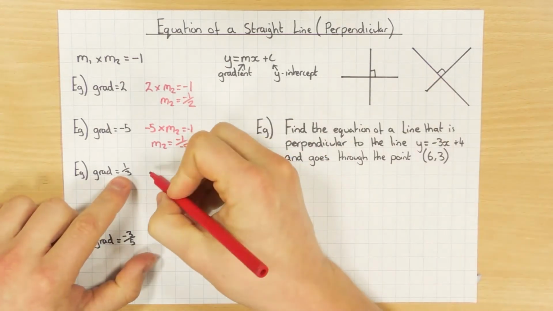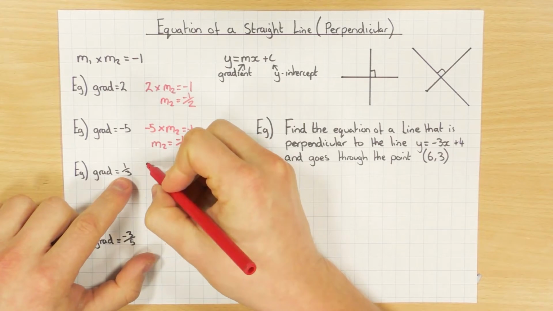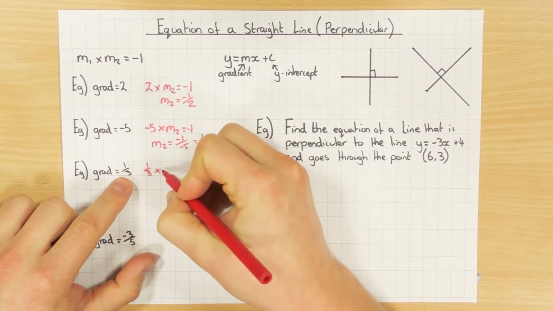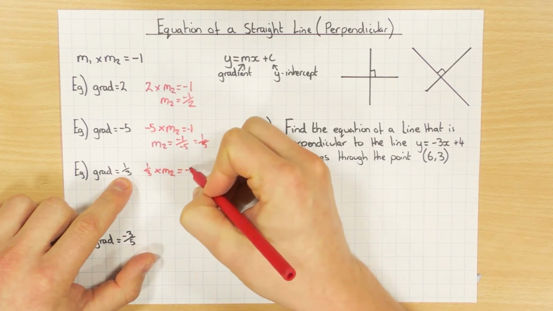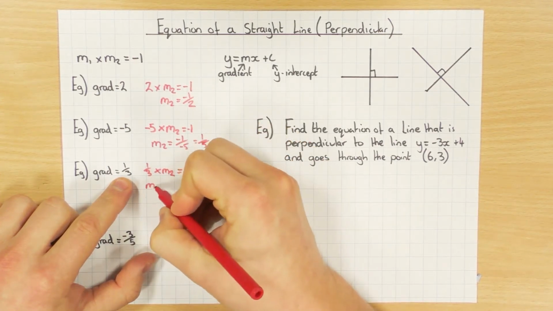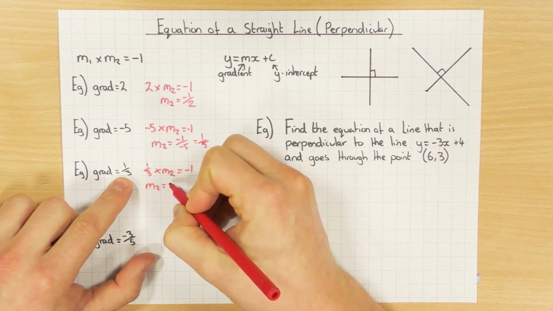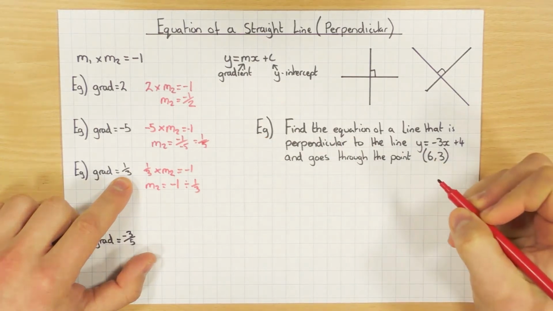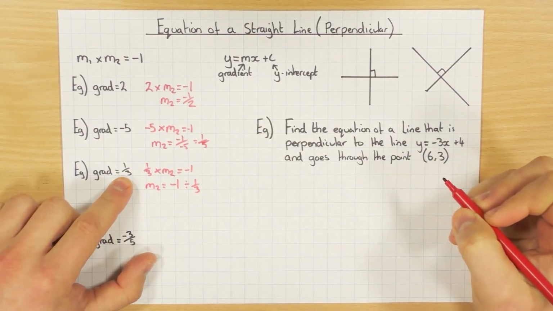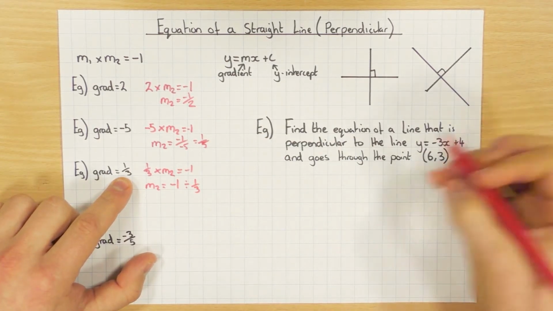So again, if I'm doing 1/3, so it'd be 1/3 times by my perpendicular gradient, and that's going to equal minus 1. Essentially what I'm doing is exactly the same thing. I'm dividing by a third, so I'm going to have minus 1 divided by 1/3. So we're just dividing fractions. So if you're unsure of how to divide fractions, obviously look at my dividing fractions video.